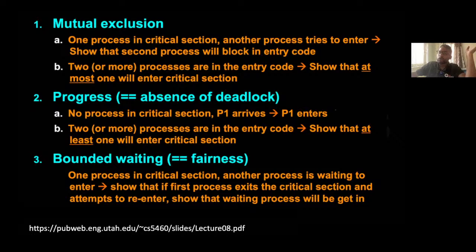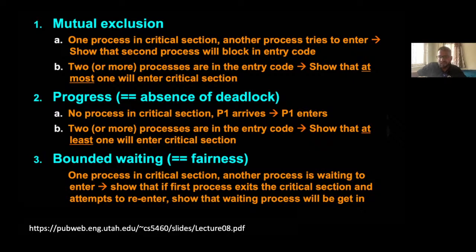So if you remember, I told you that there is a little difference between progress and deadlock. So progress is a superset of deadlock, right? So here progress is not satisfied, because if P1 wants to enter, P1 is not able to enter. P2 is deciding whether P1 can enter or not, right? So that's why the progress is not satisfied.